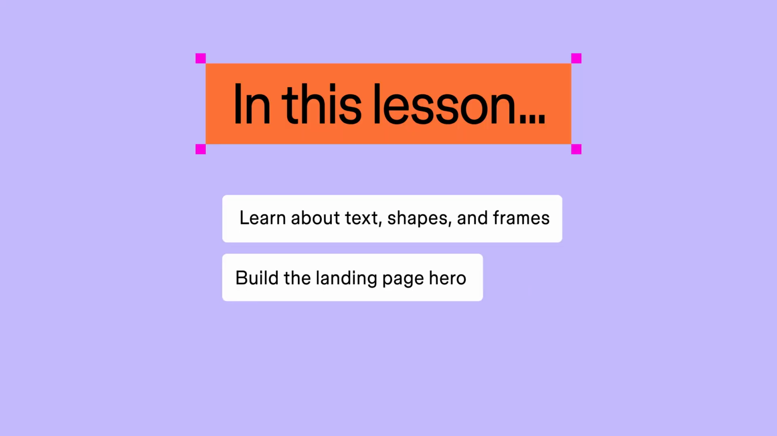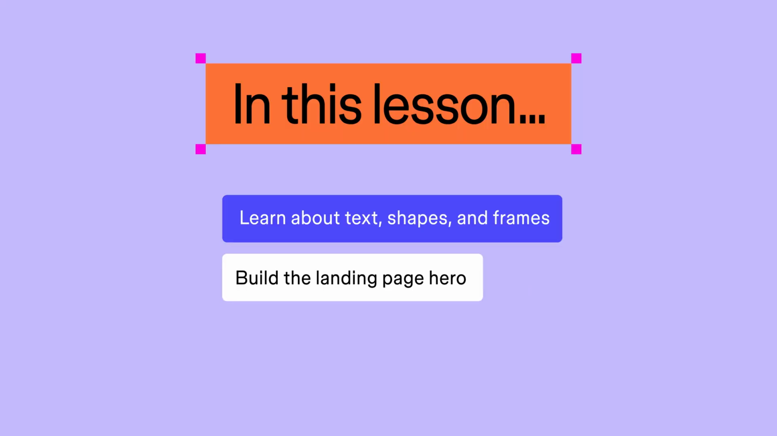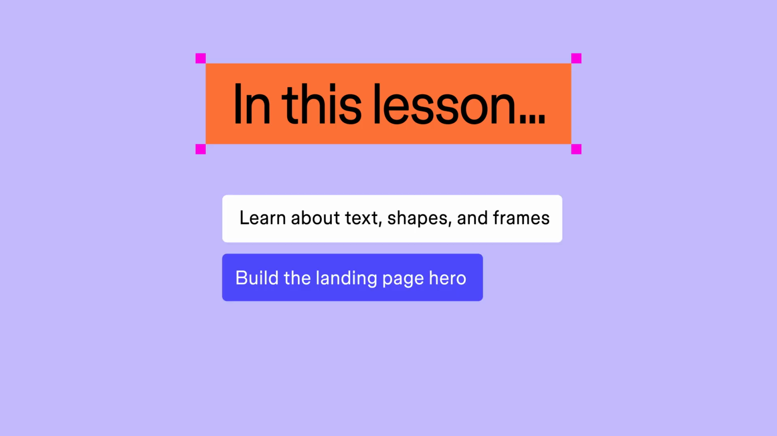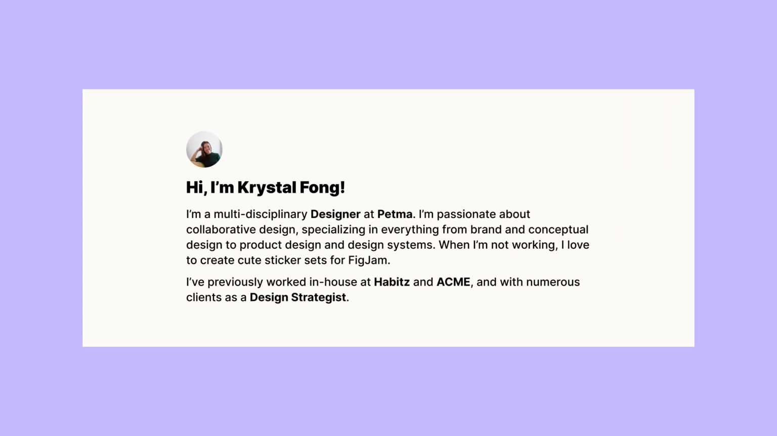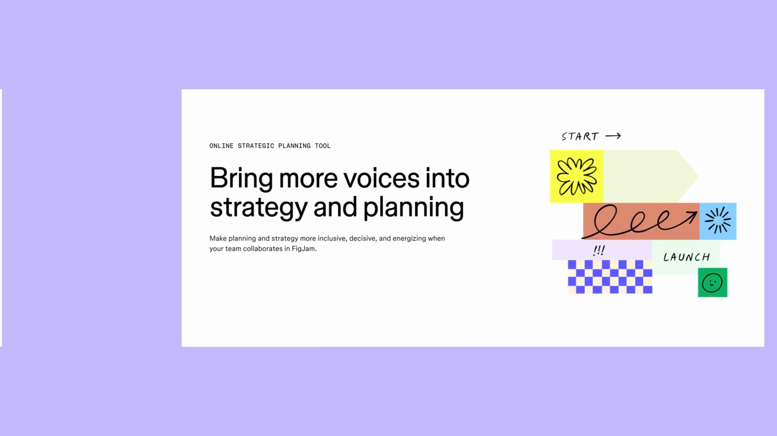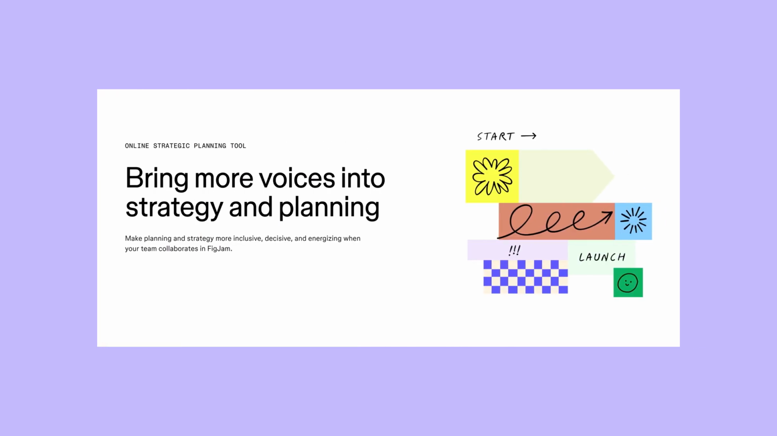In this lesson, we'll learn about a few fundamental layer types in Figma Design and use them to build the hero for the landing page of our portfolio website. A hero is a large section at the top of a web page, typically used to draw attention, convey a message, or prompt an action.